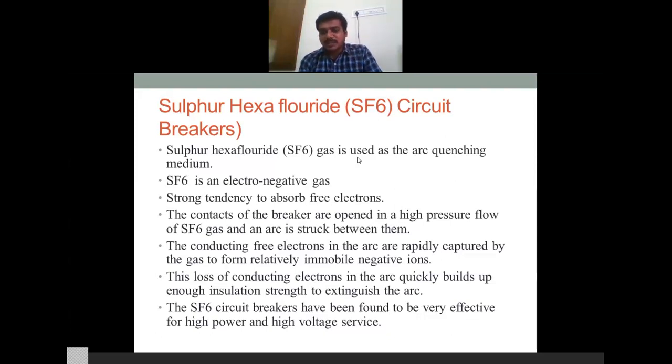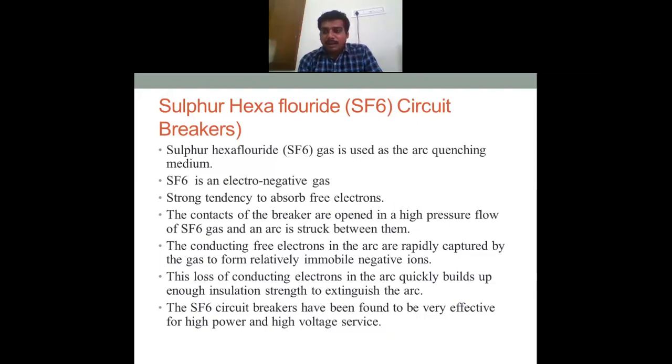SF6 is an electronegative gas and it has a tendency to absorb free electrons. If we force this SF6 gas at high pressure between the contacts, the arc will be easily absorbed by the SF6. And how does it easily absorb? Since it absorbs the free electrons, it does not allow further formation of current, and the immobile negative ions will be easily absorbed. Therefore this SF6 circuit breaker has a high efficiency in absorbing the ionized particles.